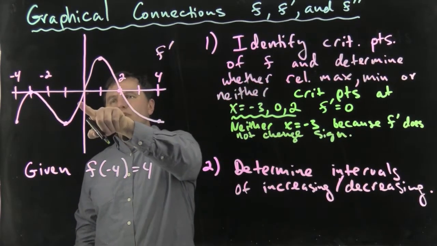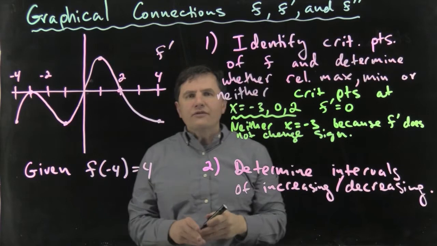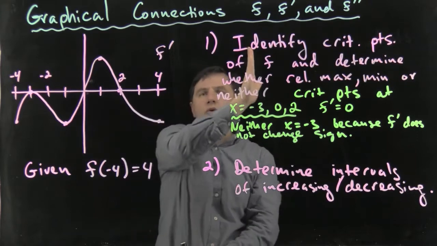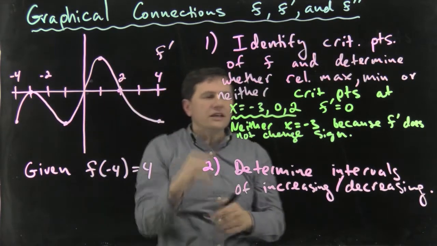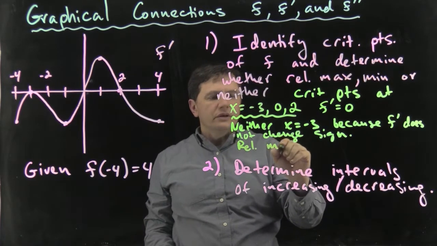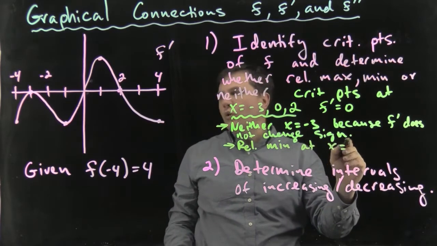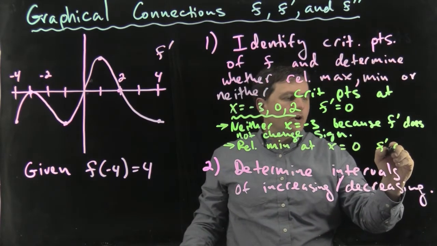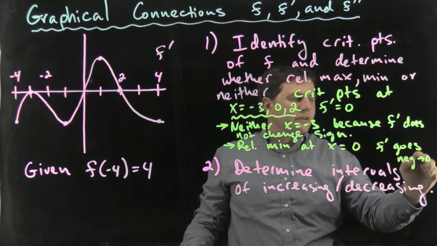x equals 0, notice our derivative's going from negative, right? The values over here will be negative, the values over here will be positive. So if my derivative goes from negative, that means f is decreasing, and then to positive, f is increasing. So f prime going from negative to positive means we will have a relative min. So we have a relative min at x equals 0, and that is because f prime goes from negative to positive.